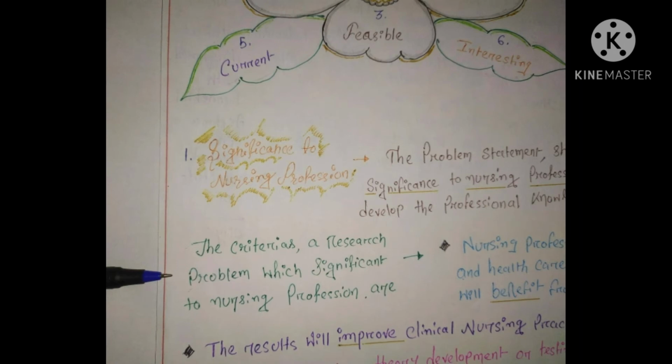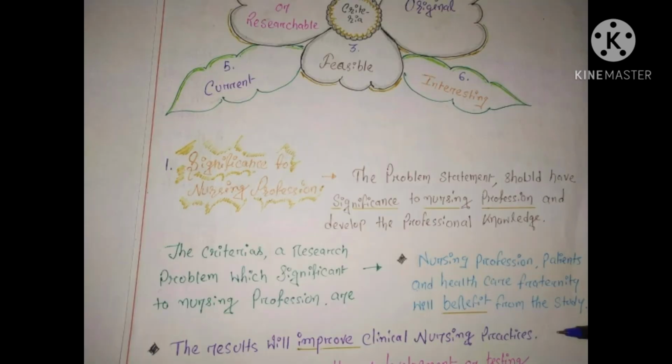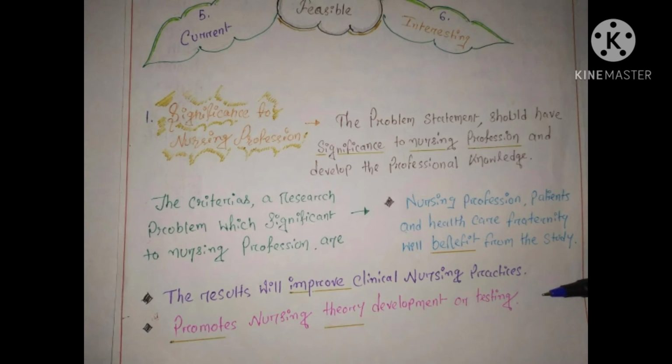Okay, now we will see what are the criteria for a research problem which is significant to nursing profession. First one is nursing profession, patients and healthcare fraternity. Second, improve clinical nursing practices. And third one is promotes nursing theory development or testing. What does that mean? Basically, we will develop our nursing practice and theories. Okay, I hope the first one is clear. Now let's see the second one.